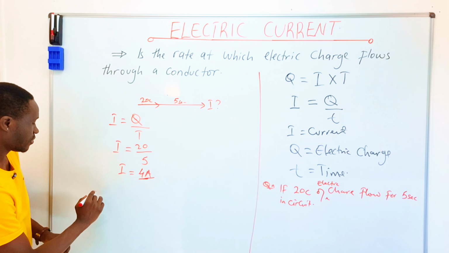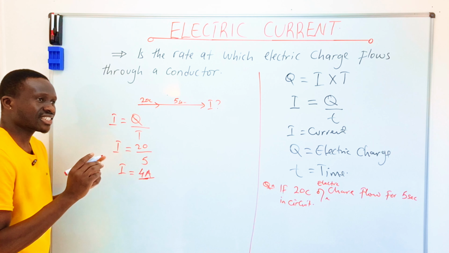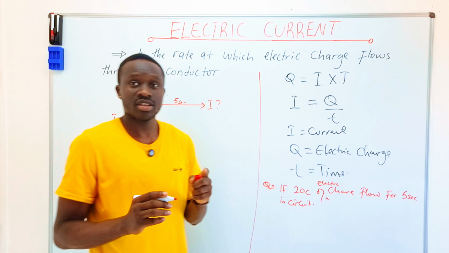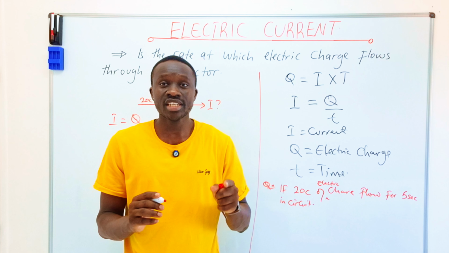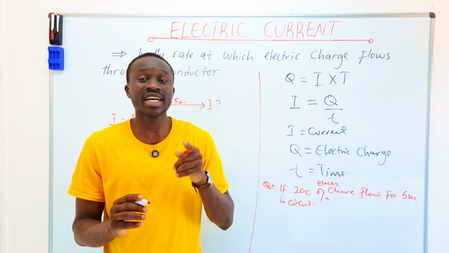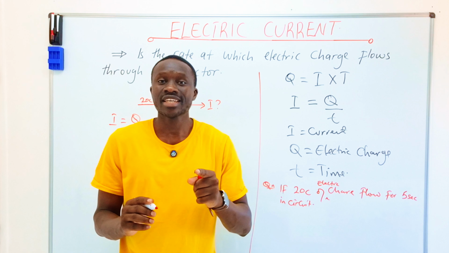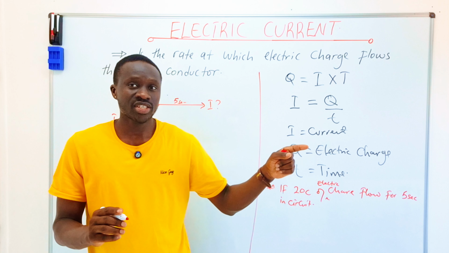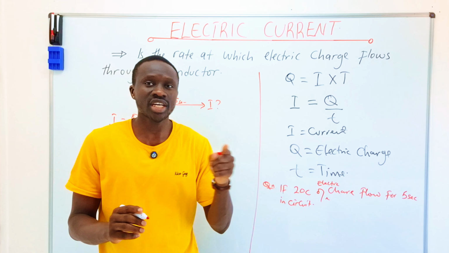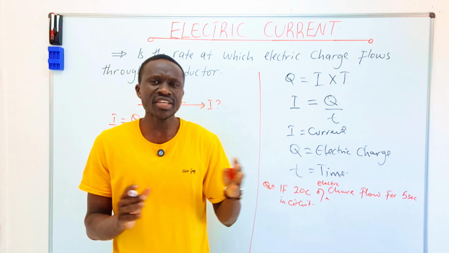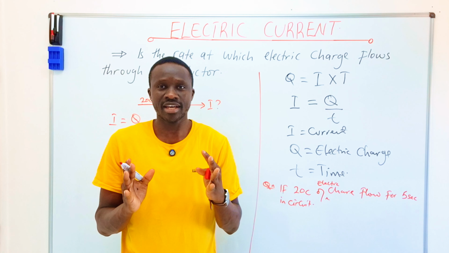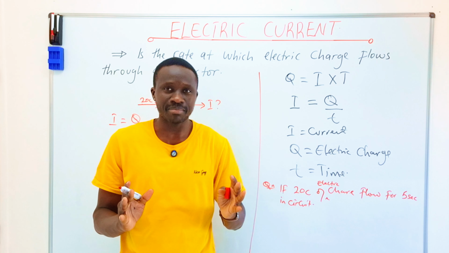Let me say the standard unit of electric current is the ampere. But the standard unit of electric charge is the coulomb, while for electric current it is the ampere. These things look a bit similar, but they are not the same.